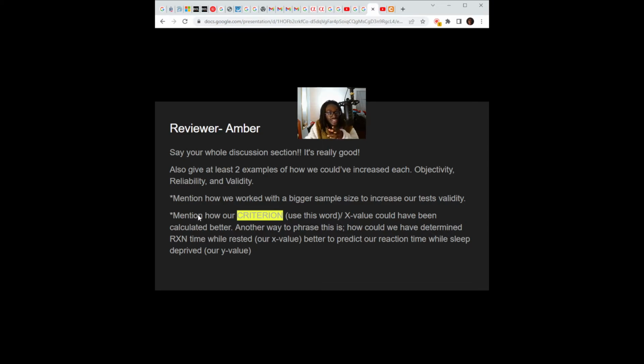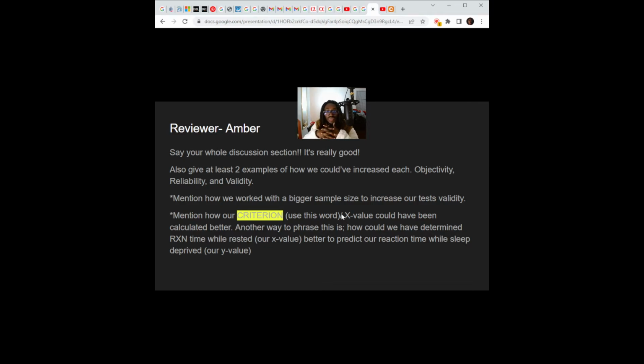Next thing I want you to do is mention how our criterion, which is going to be the X value, could have been calculated better. Basically, and I have another way to phrase it right here. How could we have determined reaction time while rested, our X value, better to predict our reaction time while sleep deprived? So basically, how could we have made our X value closer to a better criterion? How could we have just made the X value closer to a criterion?